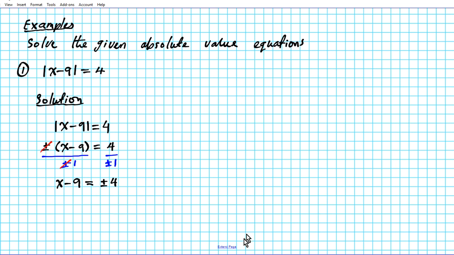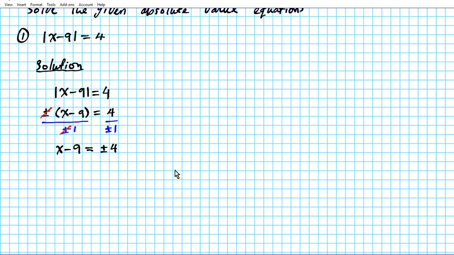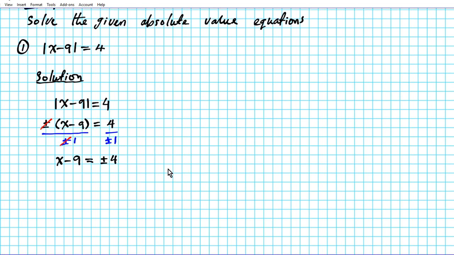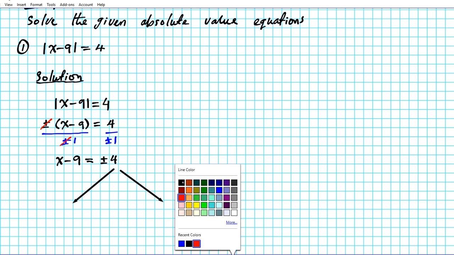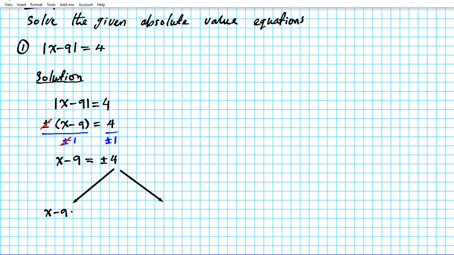Alright, so here is where the split happens. This one equation is now going to become 2. It's going to be the negative part and the positive part. So we're going to put the negative part to the left and the positive part to the right. Let's start with the negative part. With the negative part, we're going to have x minus 9 equals negative 4. And then for the positive part, we have x minus 9 equals positive 4.